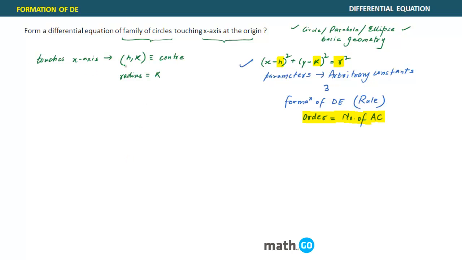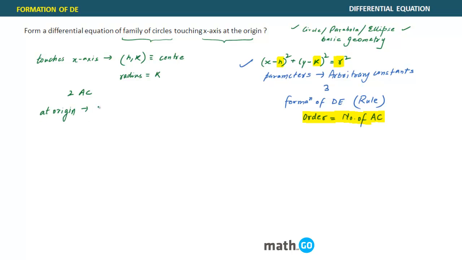So it touches x-axis, right? It touches x-axis, then h comma k is the center, then the radius will be k. So now can you see that up till this step, there are 2 arbitrary constants. Why? Because radius is no longer a variable. Radius is itself k, because these 2 are parameters and this is nothing but k itself. Now this is also given that it touches at origin, right? It touches at origin.